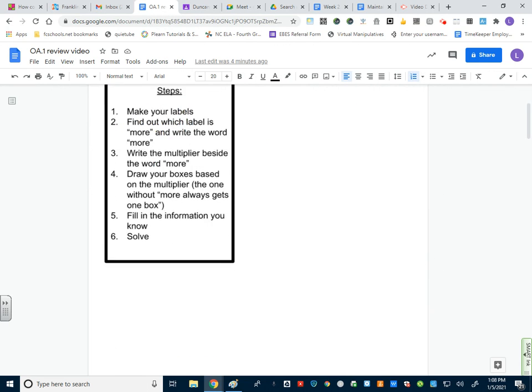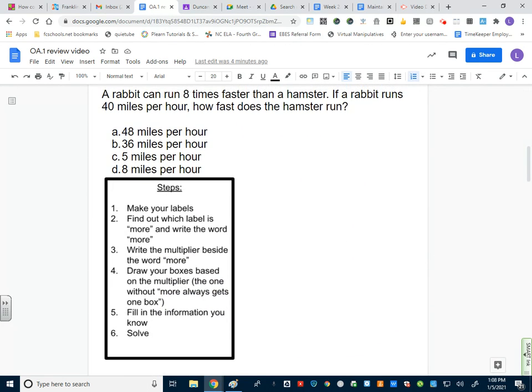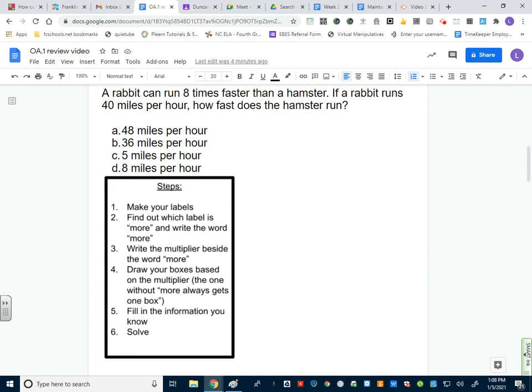Okay? And we're going to decide if we're multiplying or dividing on this one by using a bar model. So it says a rabbit can run 8 times faster than a hamster. So again, I see that word times. I know I need to draw a bar model, multiplicative comparison. The rabbit runs 40 miles per hour. So I know the rabbit's faster and I know how fast it runs. Now I want to know how fast does the hamster run?